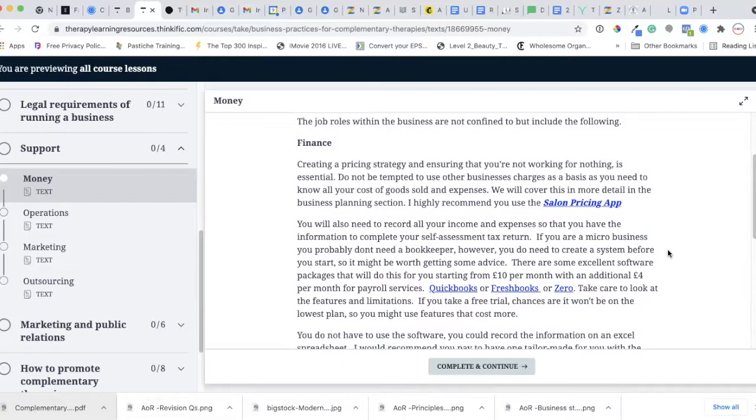How are you going to come to the idea of the price? Are you going to just randomly go, well, everybody else is charging this, so I'm going to charge this? Or are you going to look, which is what this salon pricing app does, at how much is the treatment costing you to actually run? How much do you want to earn? And how does that fit into your overall aim of your business? What do you want your business to do?